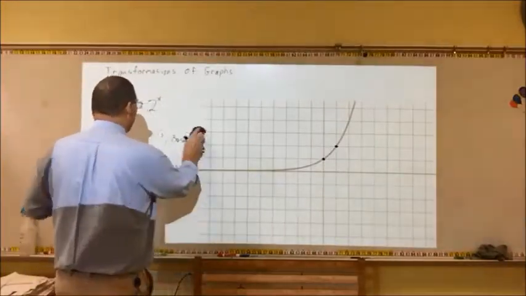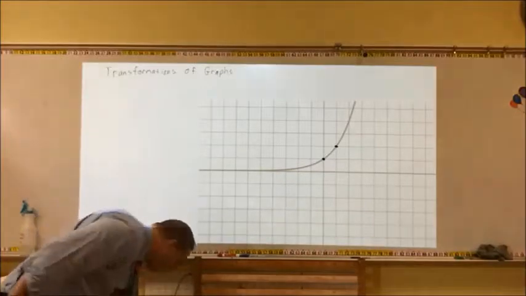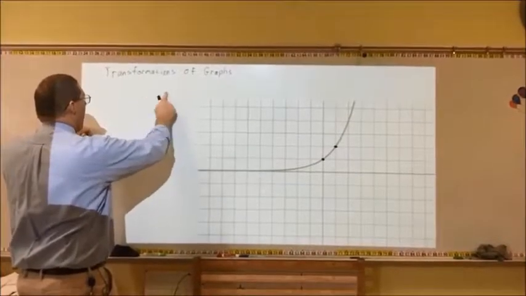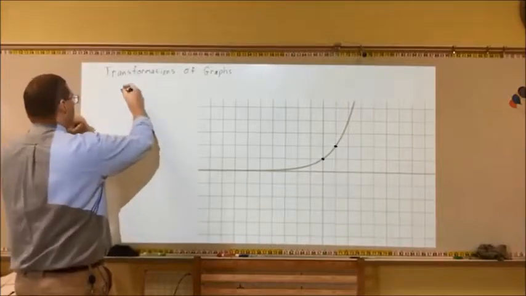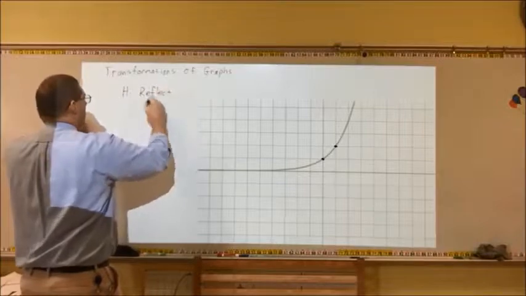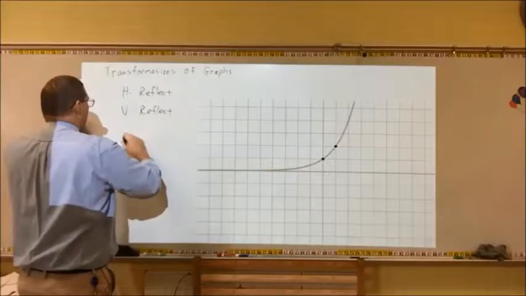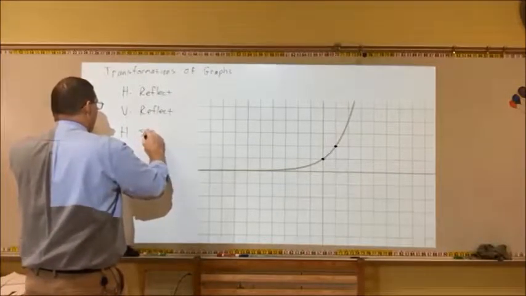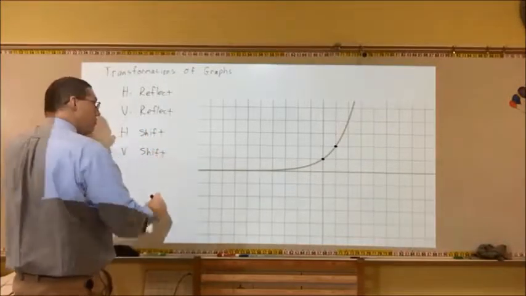Those 4 different kinds of transformations of an exponential function are a vertical shift, a horizontal shift, a horizontal reflection, and a vertical reflection. A horizontal shift is a sideways shift, and a vertical shift is an up and down shift. These are the 4 kinds.